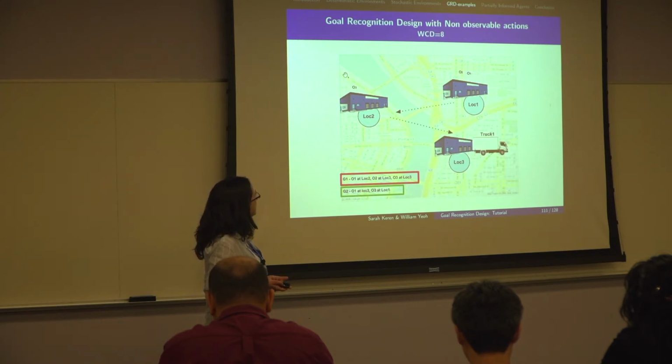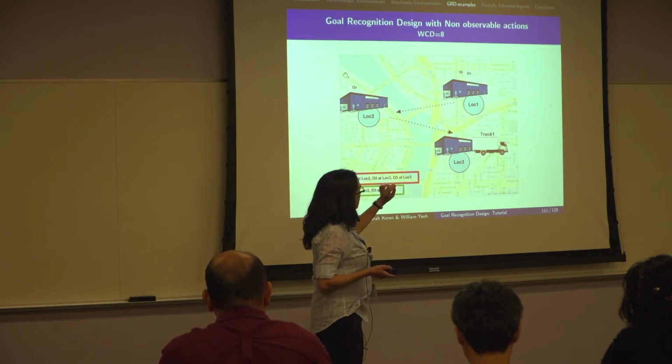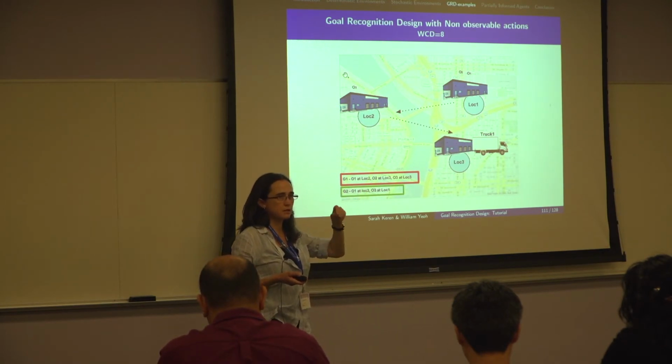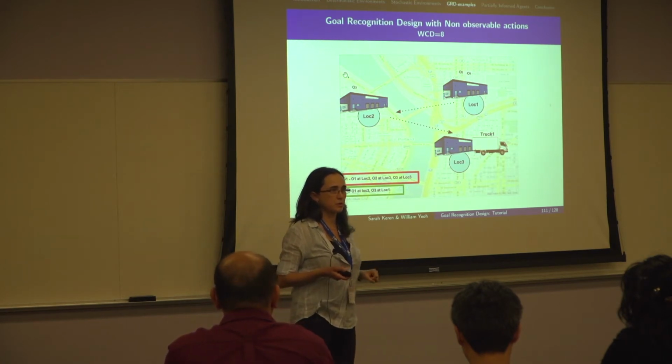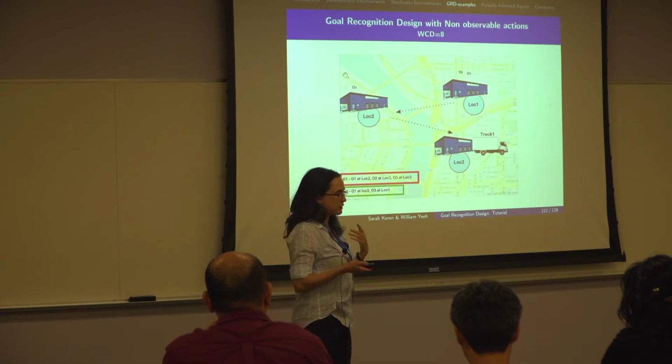The thing to notice here is that without the sensor, the truck could achieve its goal, the bad goal, without us being able to detect it. So WCD here is 8. Sorry, I forgot to mention this before we talk about design. So the first thing to note is that the goal can be achieved without us knowing it.